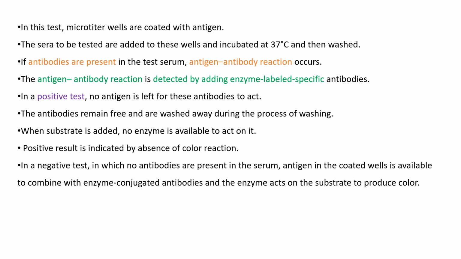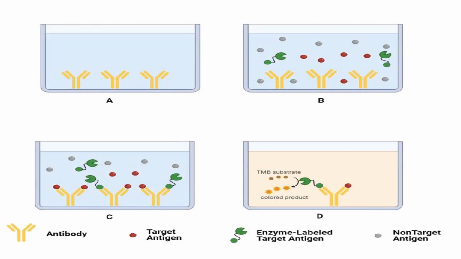A positive result is indicated by absence of color reaction, whereas in a negative test, in which there is no antibody present in the serum, the antigen-coated well is available to combine with the enzyme-conjugated antibodies, and the enzyme acts on the substrate and produces the color. Again, the diagrammatical representation: the antigen is coated. We have added the sample, and then we have added the enzyme-labeled target antigen, which will bind. In a positive test, in which the antibodies are present, there will be no color, whereas in a negative test, where antibodies are not present in the sample, that will give you the color.